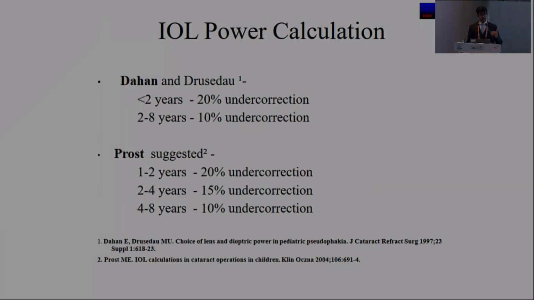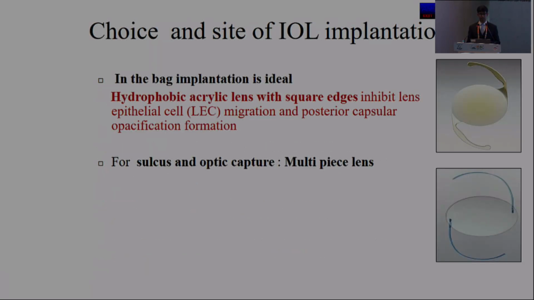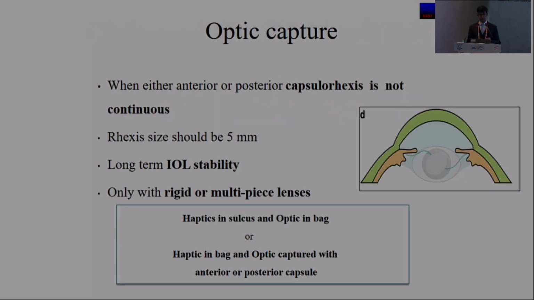And there have been undercorrections described by Dahan, Prost, and NERD. We use our own nomogram: less than 6 months of age, 20% undercorrection; 6 months to 1 year, 15 to 10% undercorrection; 1 year to 2 years, 5 years, then 2% undercorrection. Choice of the IOL: hydrophobic square-edged optic as far as possible. And for optic capture, you can use a multi-piece.